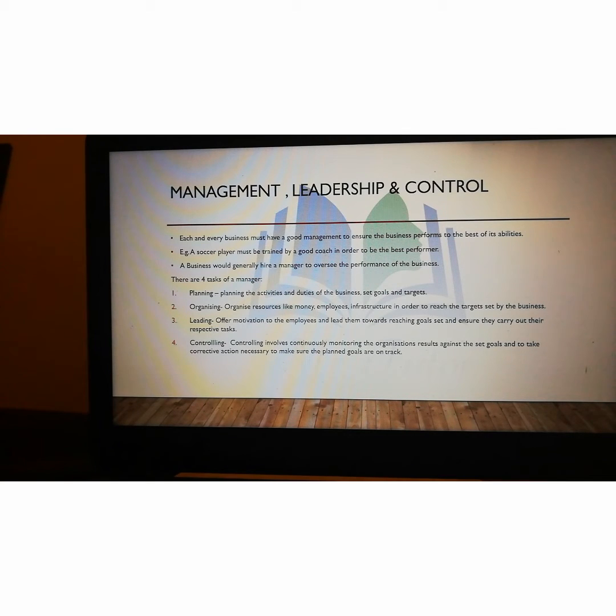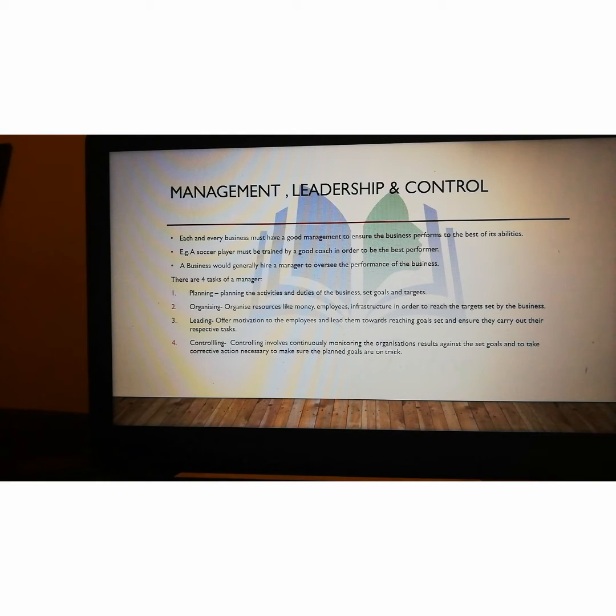And the last task, or the last duty of a manager, is to control. You control the organization's results against the goals that are set by the business, and you take action to make sure the planned goals are on track. So for example, if I'm a manager at a retail store, maybe my target was to reach 500 new customers in the year. Now what I will do is sit down with the employees to say, these are the targets I set. I want us to attract 500 new customers into the business.